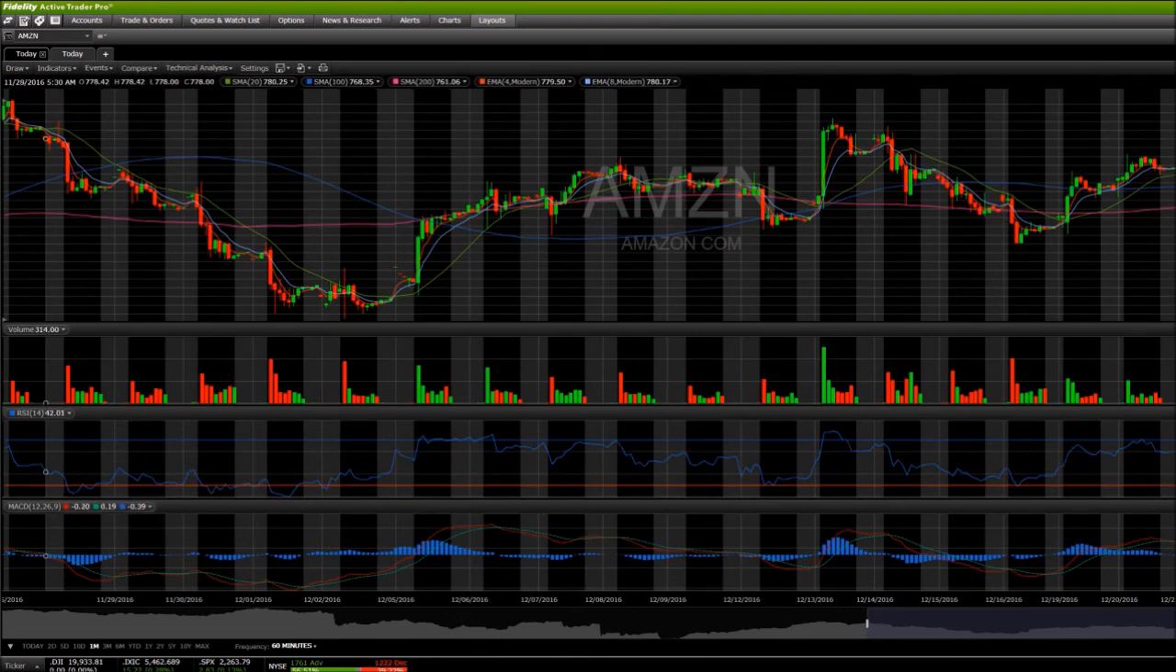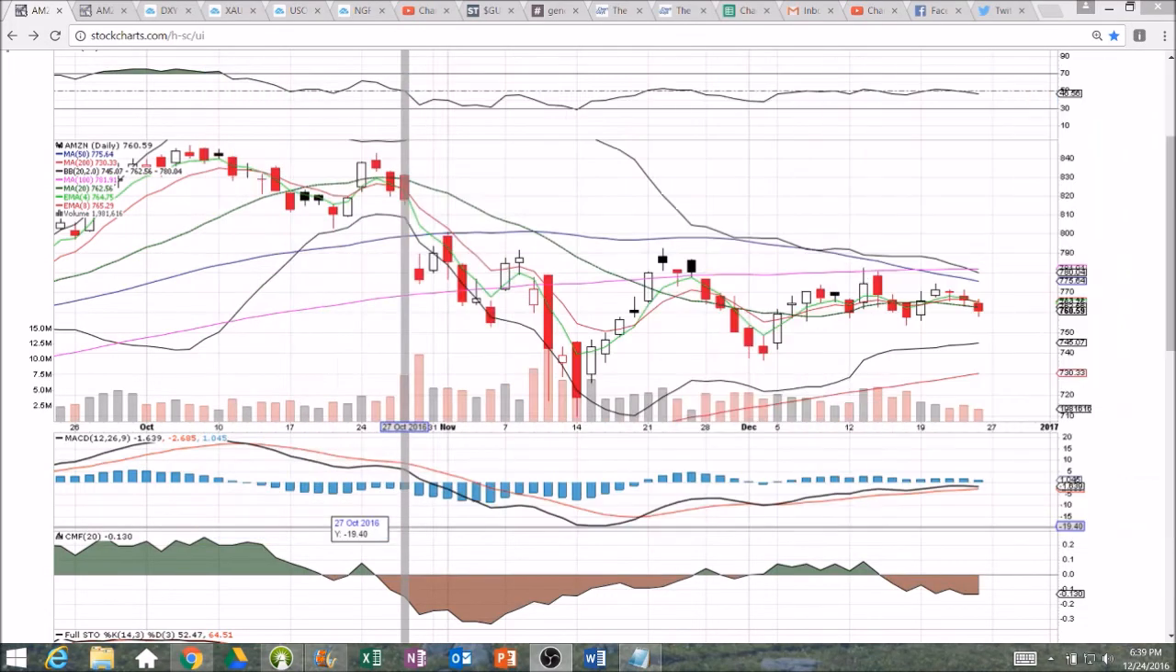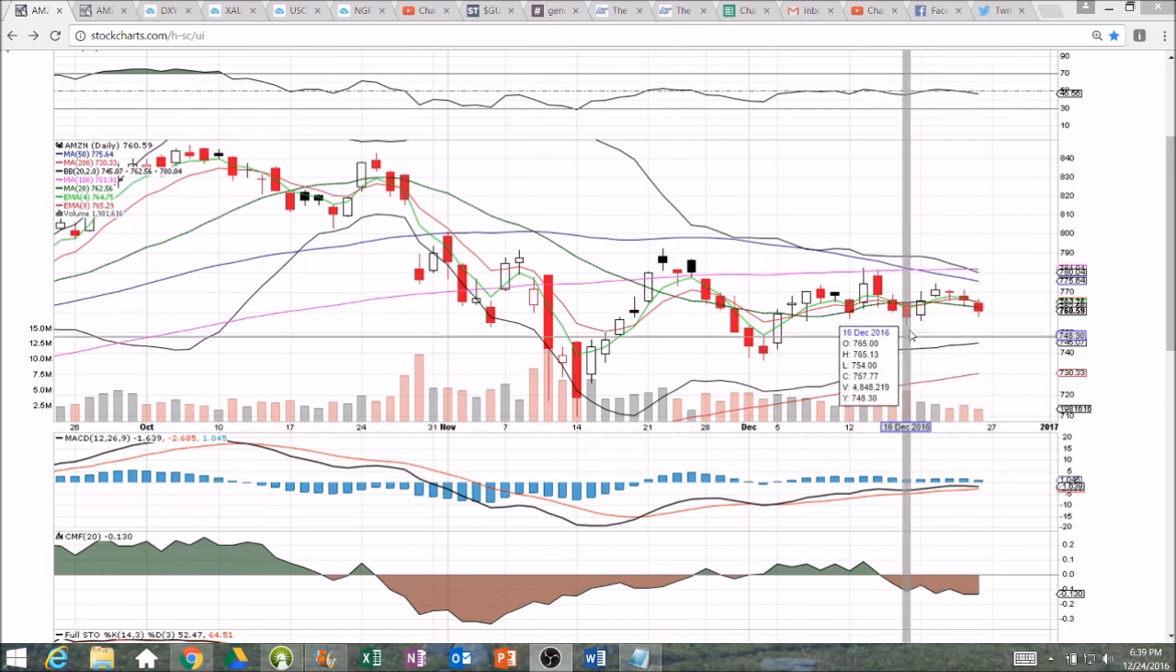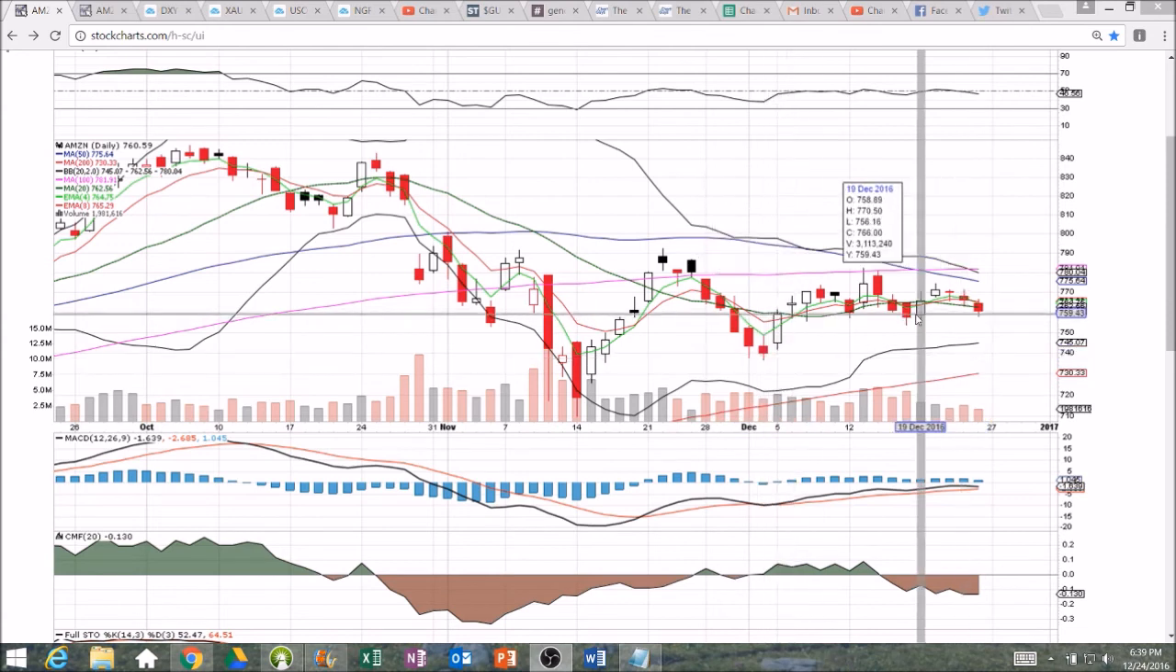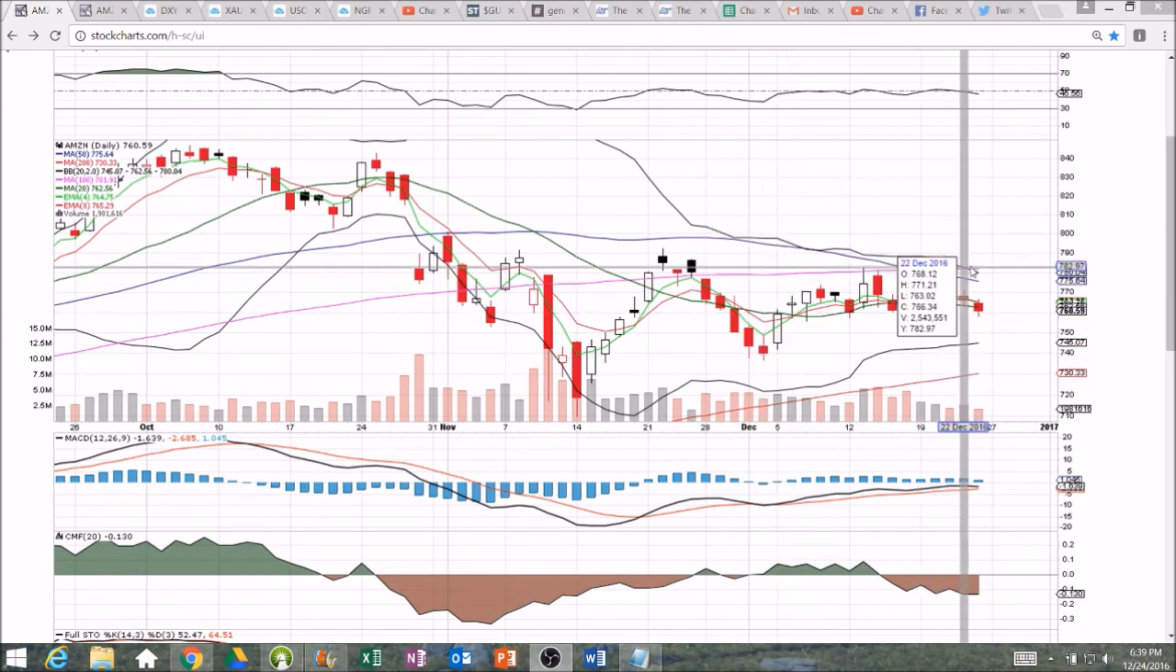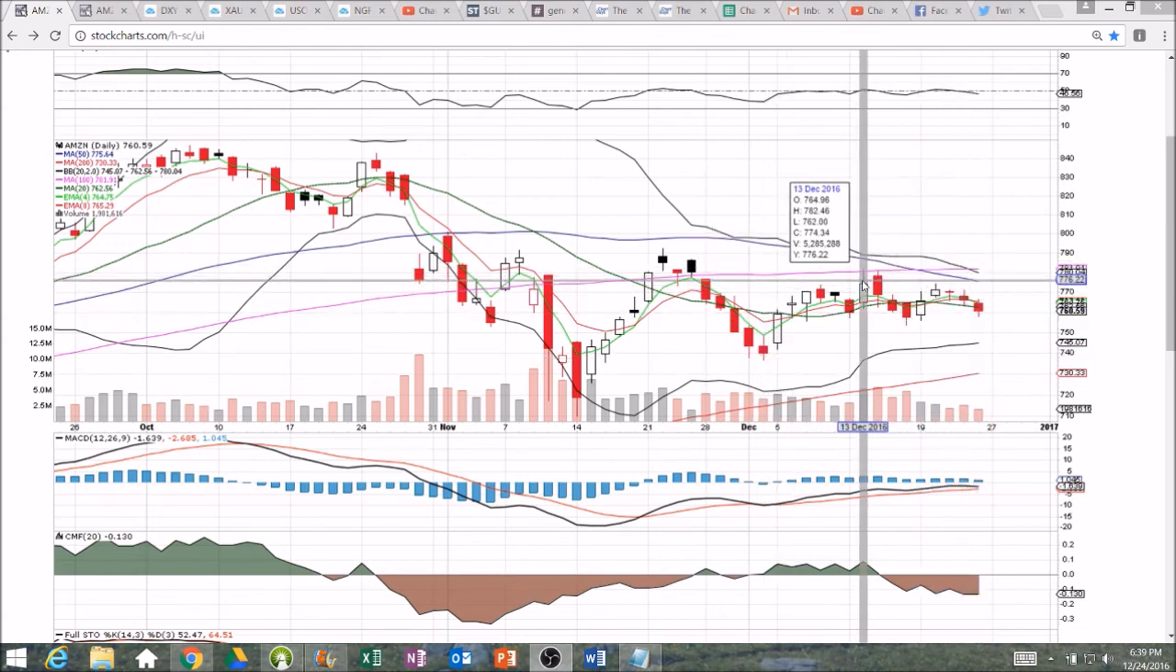So we'll be all over Amazon, taking it one day at a time and watching patiently for this break to occur. And we'll be looking to see which direction Amazon is headed in the short term. If we break 754, we're looking down at 736.70. And if we break 774, we're looking at these moving average resistances and 782.